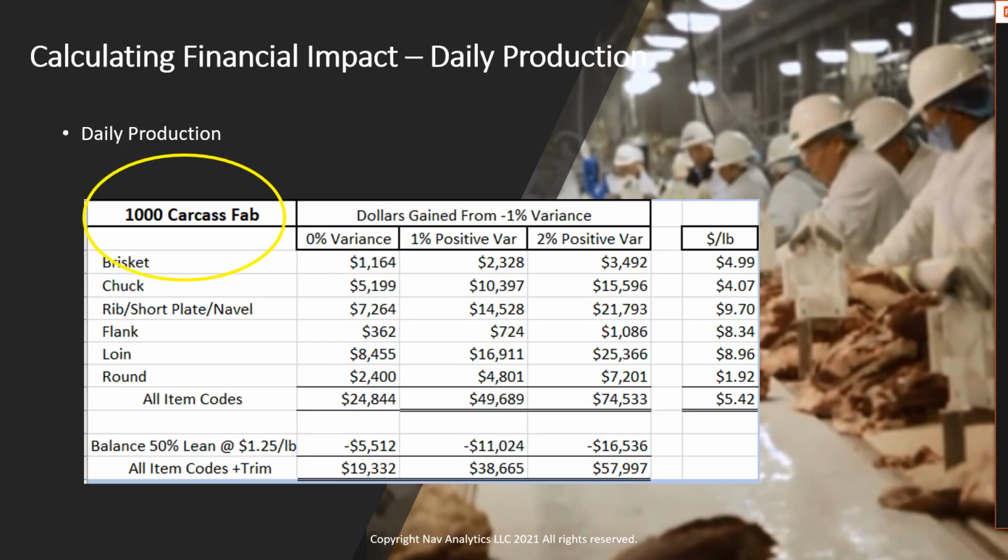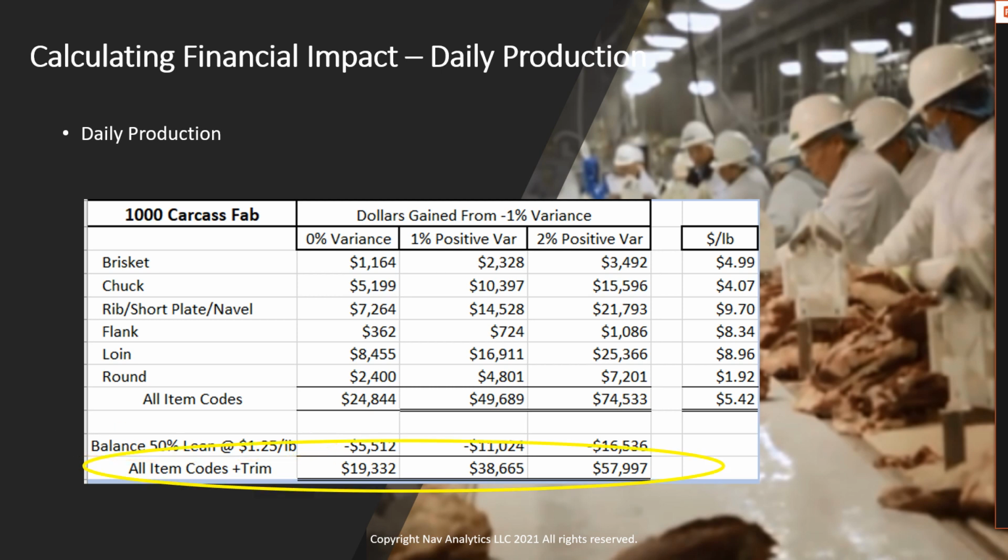With 1,000 carcasses, we're going to look at the dollars gained from a negative 1% variance if we're able to adjust those either to a 0 variance, to a positive 1% variance, or to a positive 2% variance. We're looking across these different categories for the subprimals. And we're going to add back in lean because now we're going to move that weight back into the subprimals. So the lean loss is going to be calculated at 50% lean at $1.25 a pound.